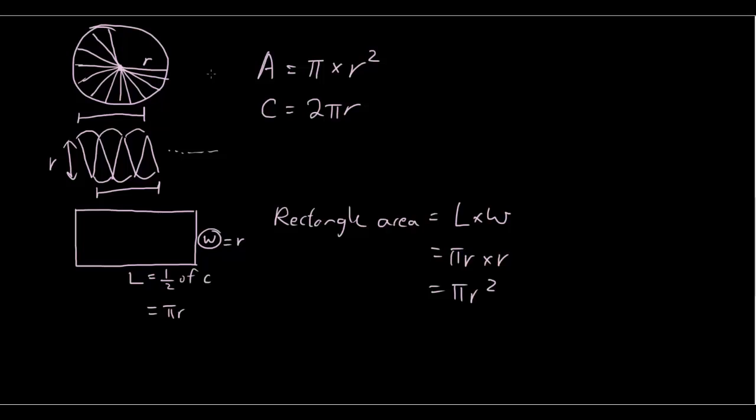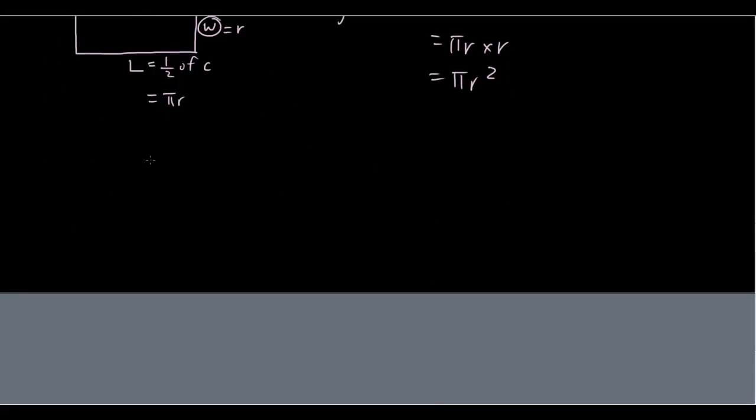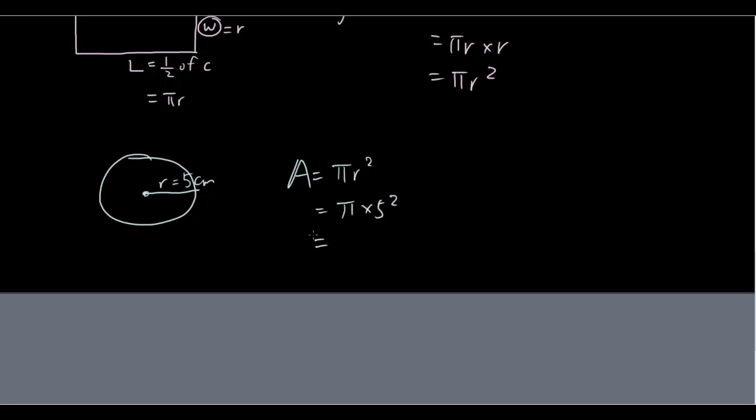And so if we have radius of a circle, let me just draw another circle. So radius is 5 centimeters, then the area will be pi r squared, which is pi times 5 squared, which is 78.5 centimeters squared.